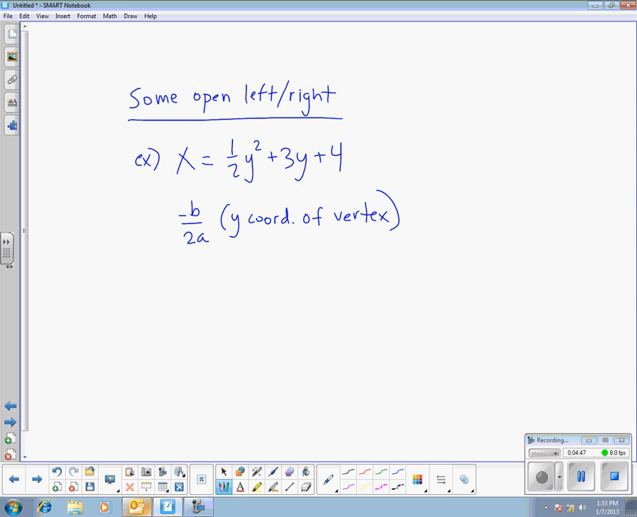It used to give us the x part, now it gives us the y part. So let's find that. Negative b over 2a. That's negative 3 over 2 times a half, or negative 3. So now I sub that back in to get the x part.